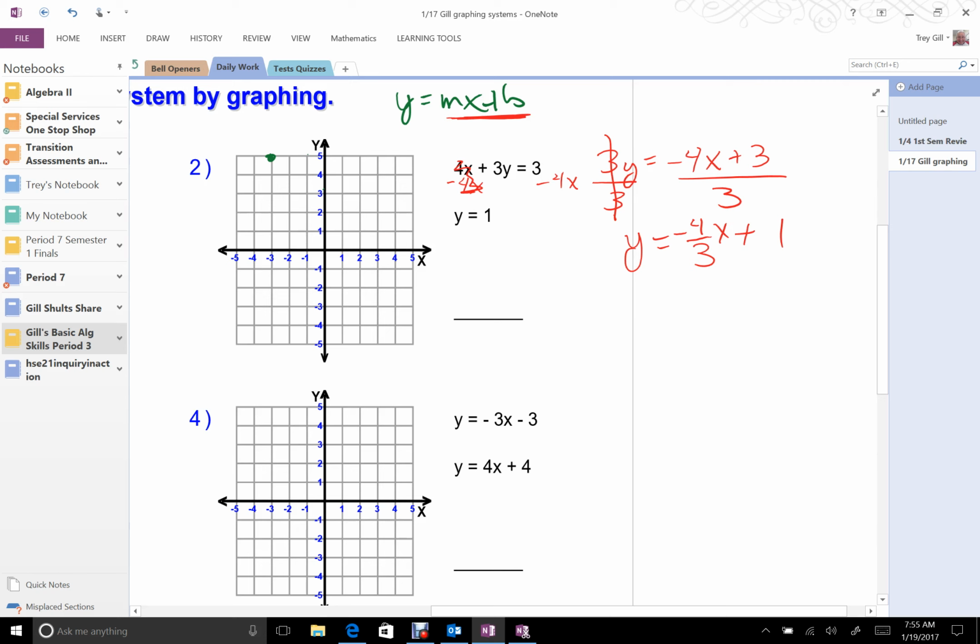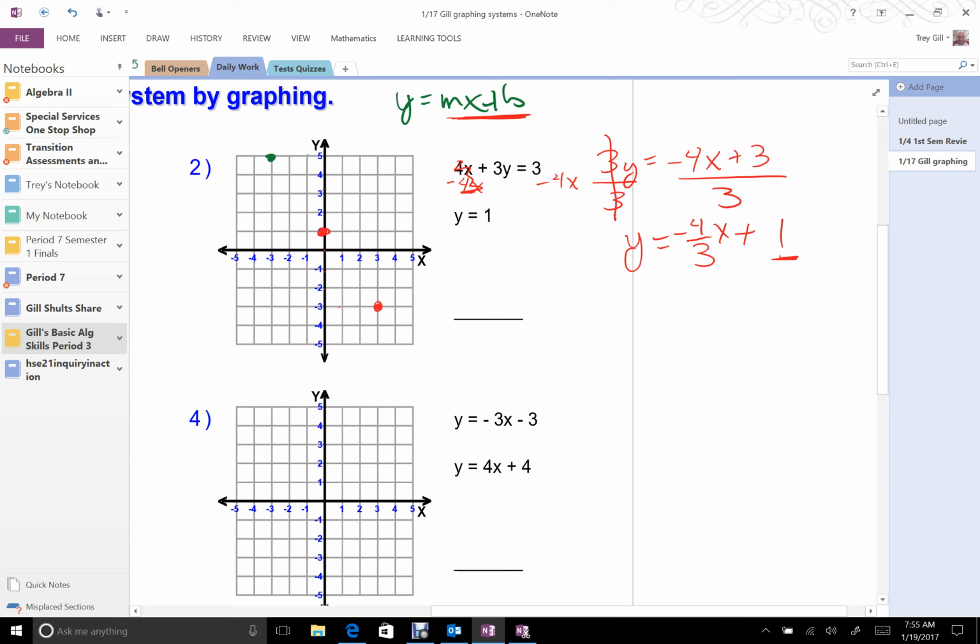So when I go to graph this, 1 is my y. So I'm going to go up to 1, and I'm going to put a dot. Then my slope was negative 4 over 3. So from here, I'm going to count down 4. 1, 2, 3, 4. And then I'm going to count over 3. 1, 2, 3. And I'm going to put a dot.